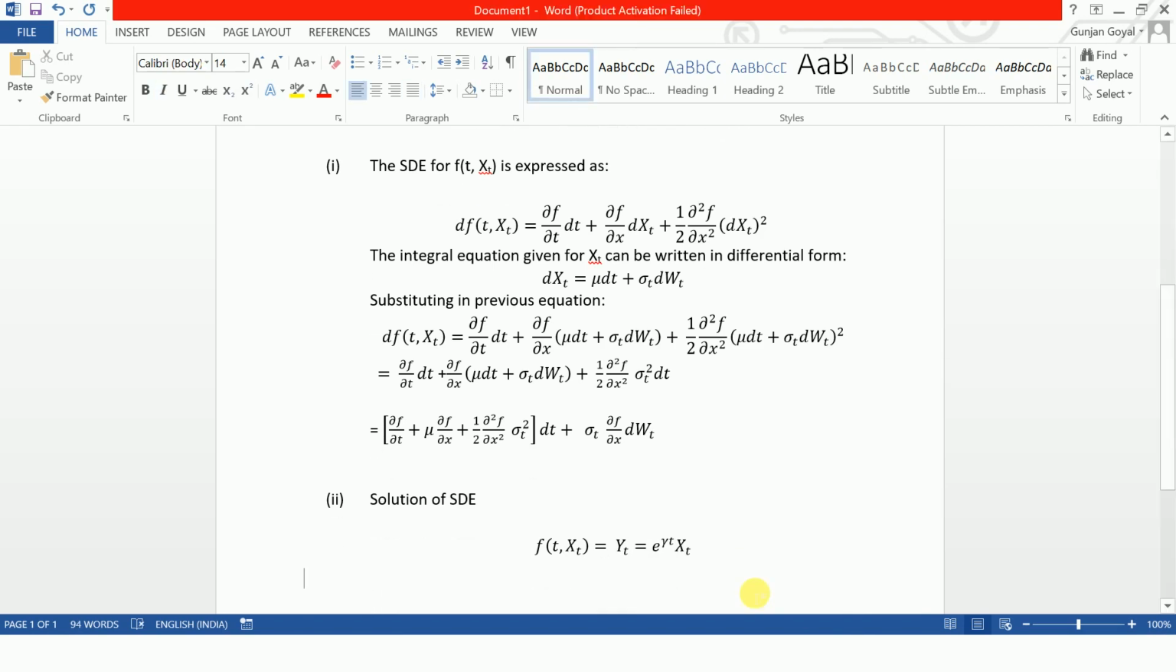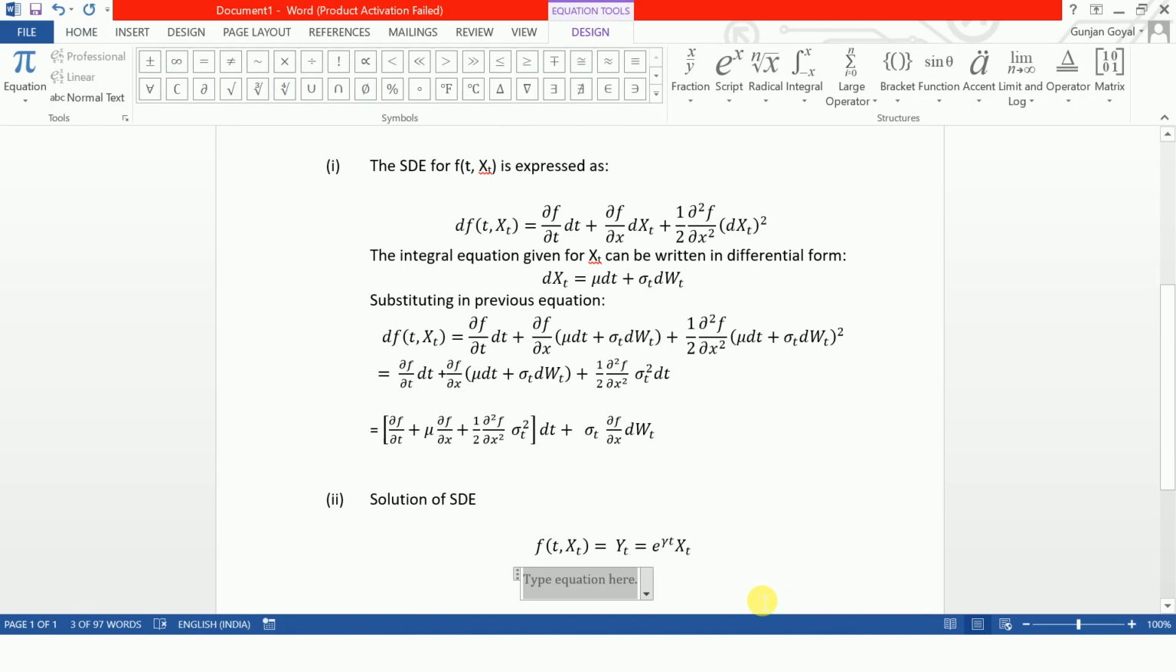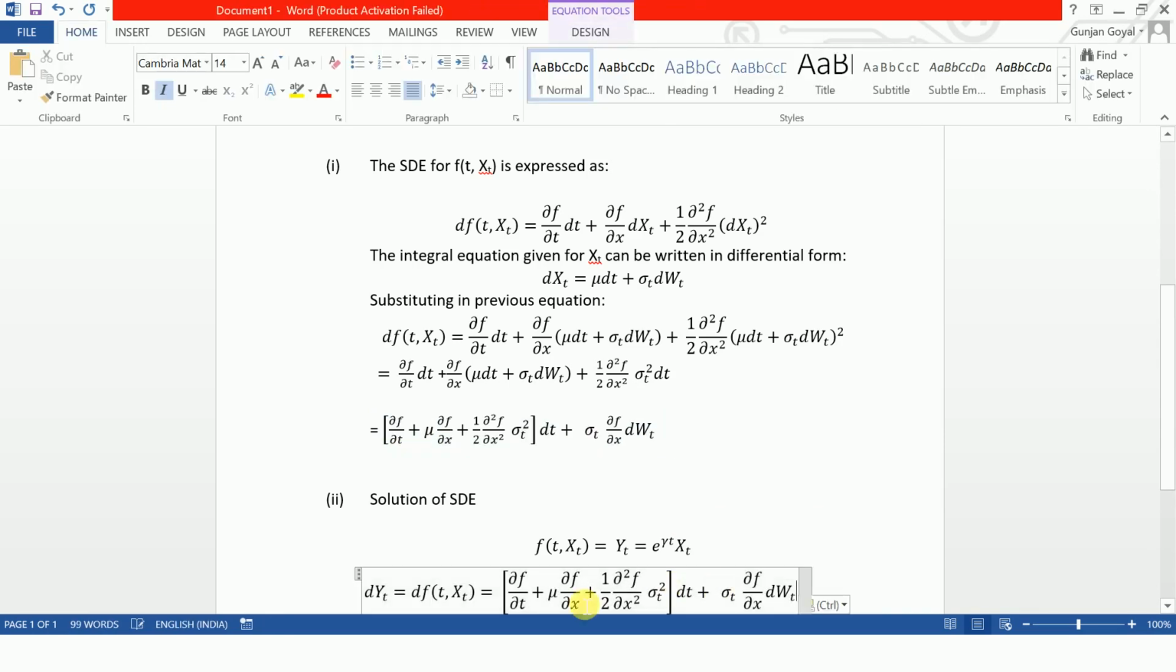Again, I'm writing alt equal to, and I'll write d of y underscore t equal to my value of df of t comma x underscore t, close, which is equal to, and we'll copy what we had derived above, this equation which we have written above. You can see both places we have these values.